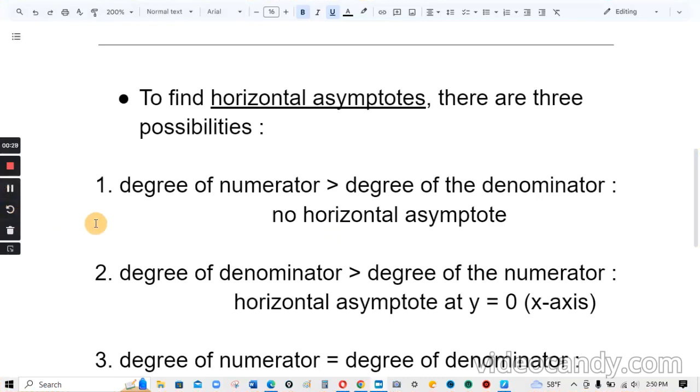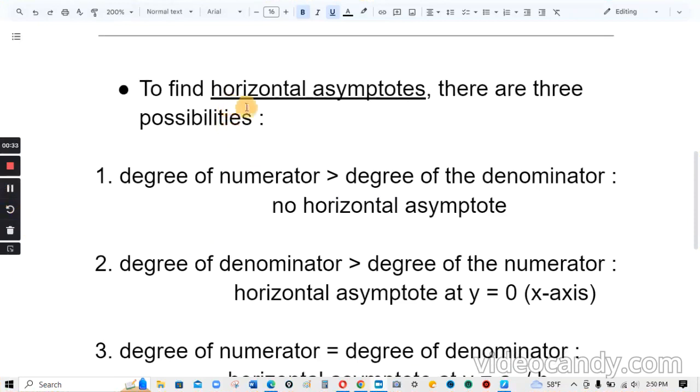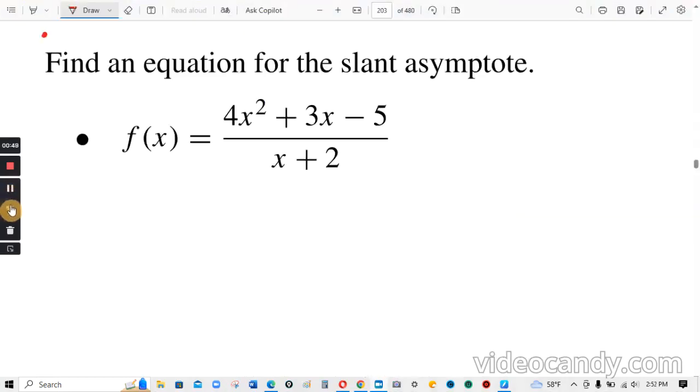So does this change anything that we learned previously? No, it does not. These are horizontal asymptotes, and we said if the degree of the numerator is greater than the degree of the denominator, then there's no horizontal asymptote. Okay, but there could be a slant asymptote. All right, first example, find an equation for the slant asymptote.